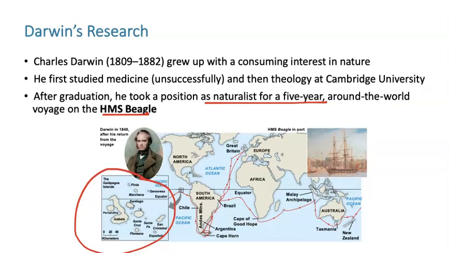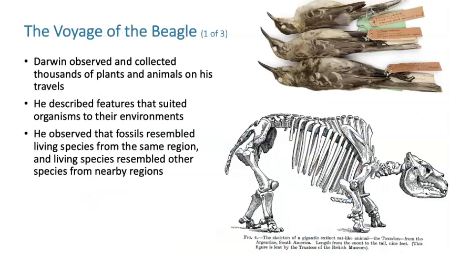During this time, Darwin frequently got off of the boat and explored the land around him. On this voyage, Darwin observed and collected thousands of plants and animals. He also observed fossils of species that were similar to the organisms that he actually saw in real life.